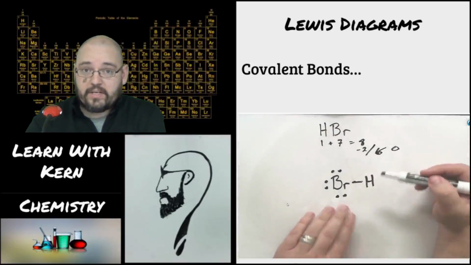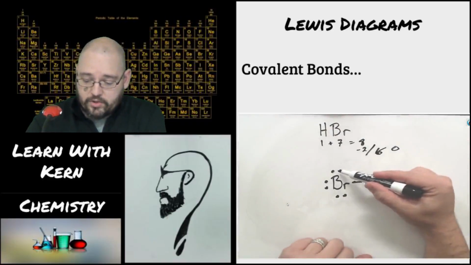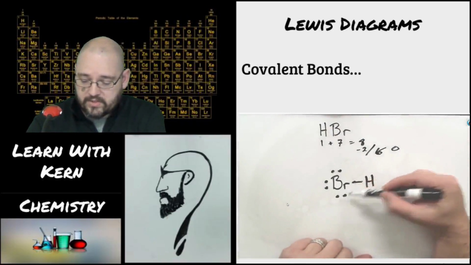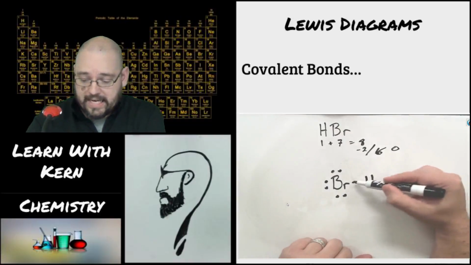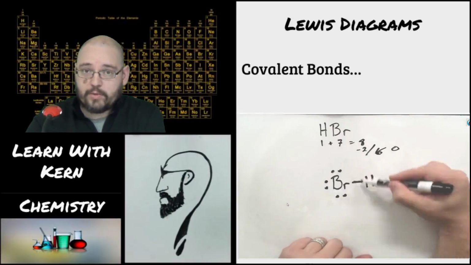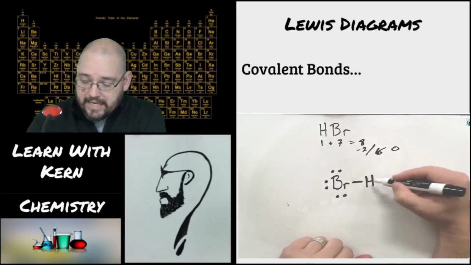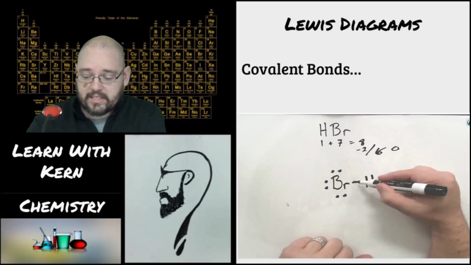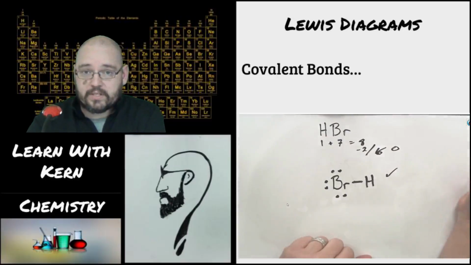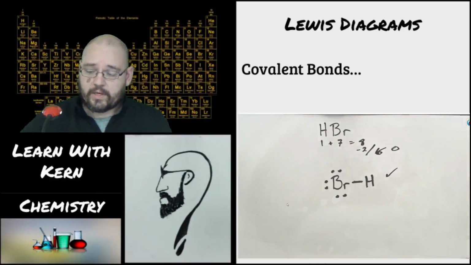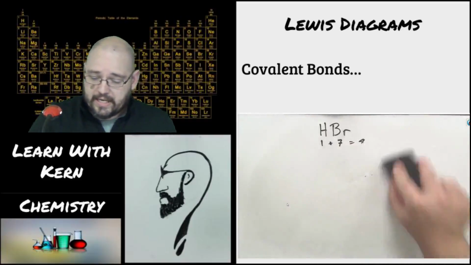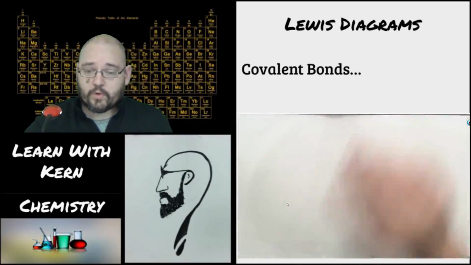So I check the octet. Bromine has 2, 4, 6, 8, because the ones in this bond count as 2, so that's 8. So bromine has access to 8 valence electrons, and hydrogen has the 2 valence electrons it needs. So the octet rule is satisfied, so I am done with the Lewis diagram for HBr. Now that's a fairly simple one. So let's try a few that are slightly more complicated.